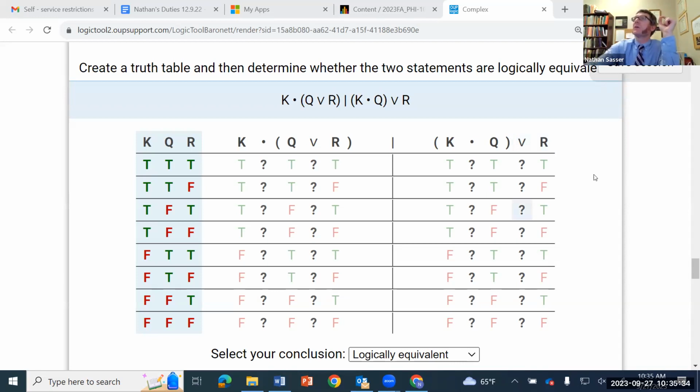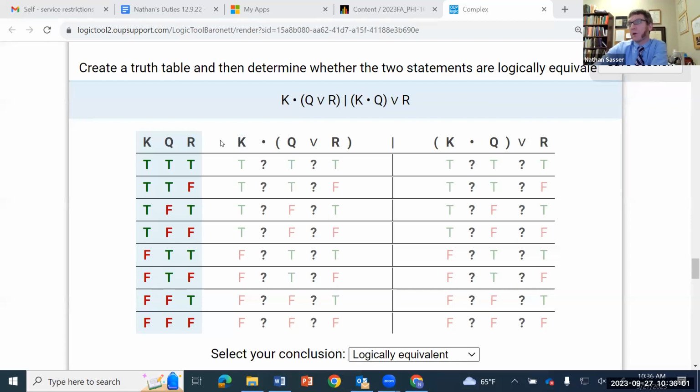What we're going to do is compare the truth values under the main operators of each of them. And if they have the same truth value on every line of the truth table, that means the two statements are logically equivalent. If at any point they have different truth values on any line of the truth table under their main operators, then they're not logically equivalent. That's just the definition of logical equivalency, and you've got to know that by heart. But let's start by filling out the truth table.